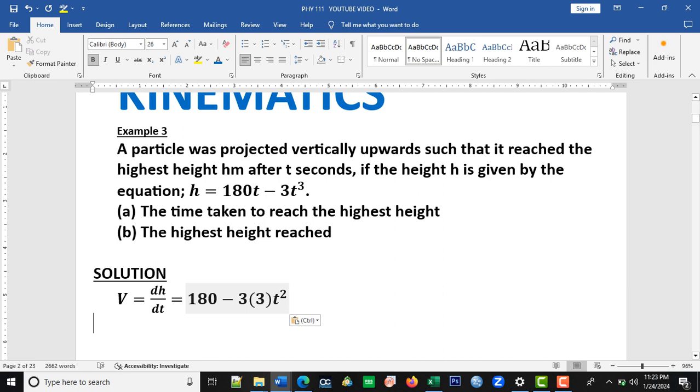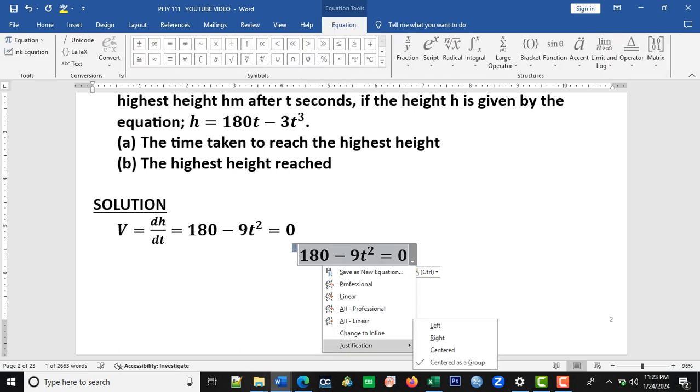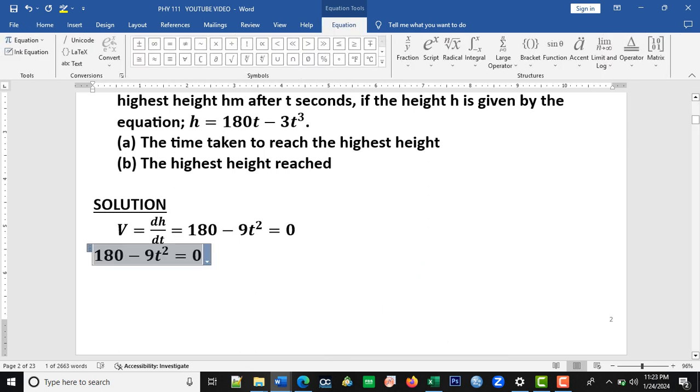Look at this. 3 times 3 here would give us 9. So I just erase this and substitute 9. Remember, I said at the highest height, velocity is 0. So I equate this to 0. What am I trying to say? I am simply saying that the velocity is equal to 0. So let me just copy this. Alright, so this is now the new expression, how it looks like.